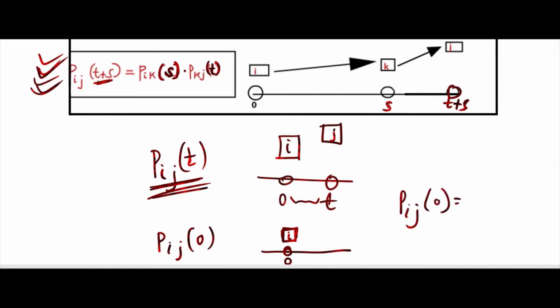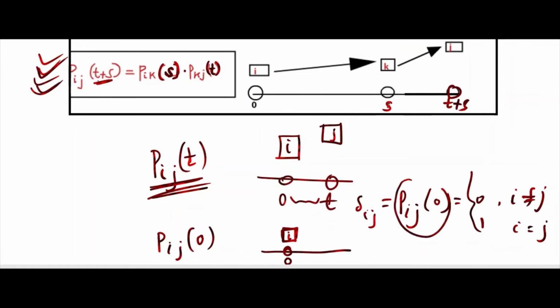So this is 0 when i is not equal to j. When i is equal to j, this is 100%. This is delta ij, the notation we use here. Delta ij is Pij 0, that is actually 0 when i is not equal to j, and 1 when i is equal to j. There is no way. You are here means you are here.